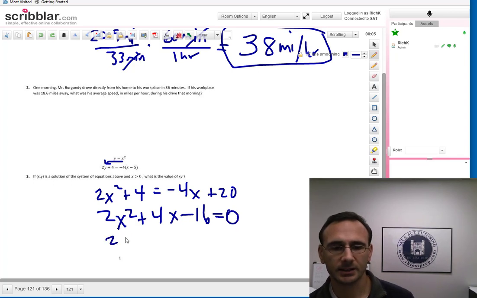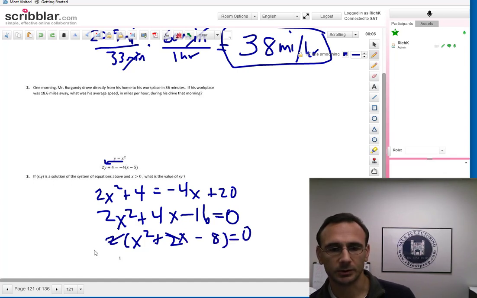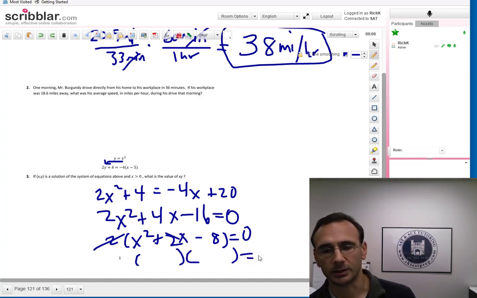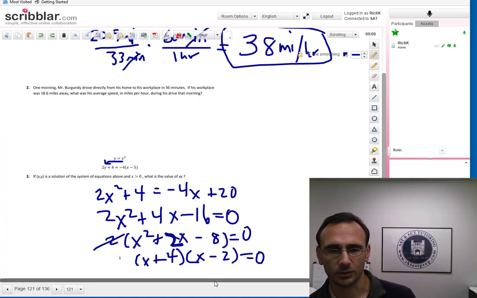Whenever the number in front of the x is not a 1, we want to try to make it a 1. So we factor out the 2, divide both sides by 2. 0 divided by 2 is still 0, so it doesn't change that. And then we want two numbers that multiply to -8 and add to 2. So it's going to have to be 4 and 2. So then we get that x is -4 and +2, but that makes no sense.